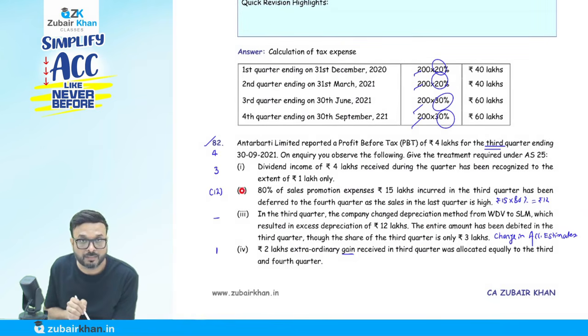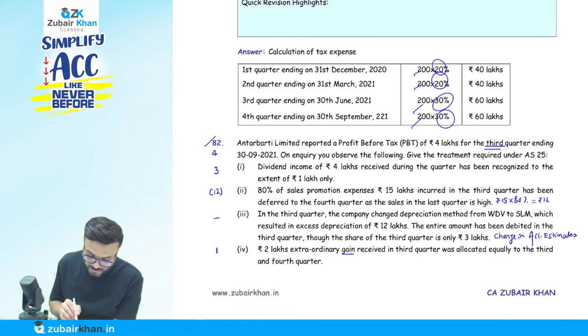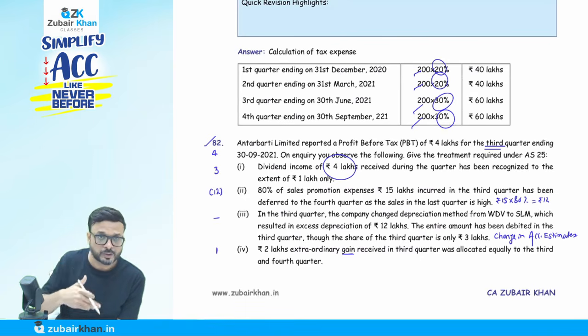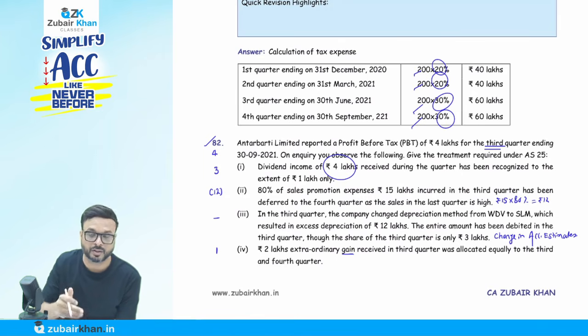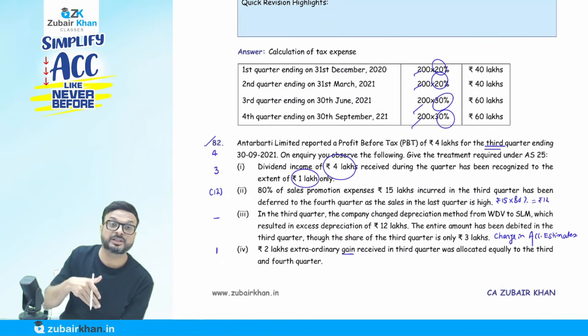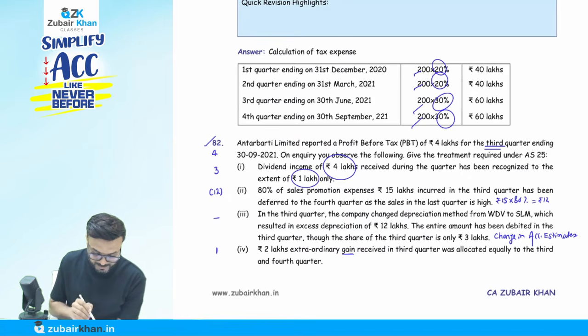Okay. So we'll read one by one and accordingly we have to give the treatment. Dividend income of rupees 4 lakh received during the quarter has been recognized to the extent of 1 lakh only. If you have received the 4 lakh in the third quarter, you have to recognize the complete 4 lakh, not crore. If you have received 4 lakh, it is the income of that third quarter. It is earned in the third quarter, recognized in the third quarter. But they have recognized only 1 lakh. No. They have to recognize the complete 4. So instead of 4, they have recognized 1. So an additional 3 we have to recognize. So profit will be increased. It's an income. So we will increase the profit by 3.